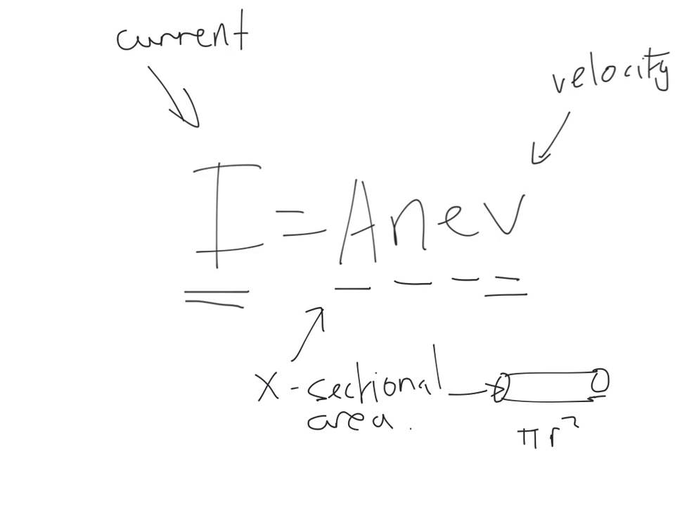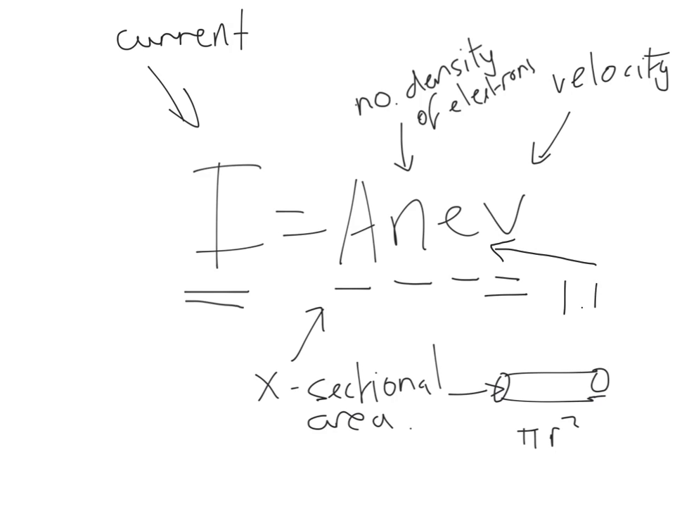Next term is n, and it's the number density of free electrons. So number density of electrons. I'm going to come back to that term very shortly. And then finally we have the little e. Little e represents the charge on one electron, which we've come across before, is 1.6 times 10 to the minus 19 coulombs, and that is a constant in any equation.